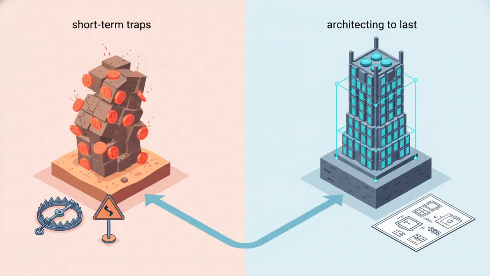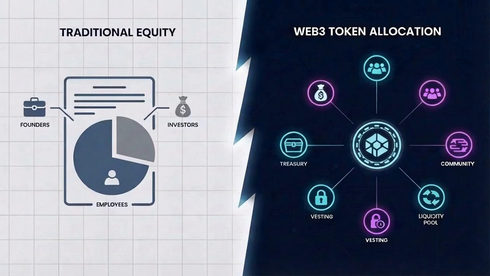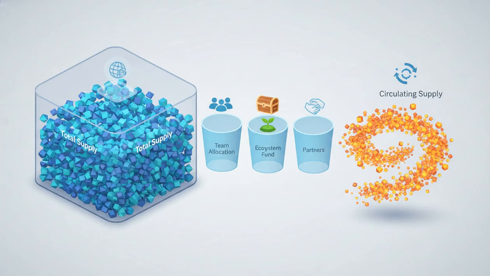So today, we're going to explore how to avoid those short-term traps and architect a token ecosystem that's actually built to last. All right, so let's get on the same page. When we talk about a cap table or a token allocation schedule in Web3, it's fundamentally different from a traditional equity sheet. The first thing to grasp is the basics. Total supply, which is every token that will ever exist, and circulating supply, the tokens active in the market today. But where the strategy really comes in is how you divide that total supply into buckets.